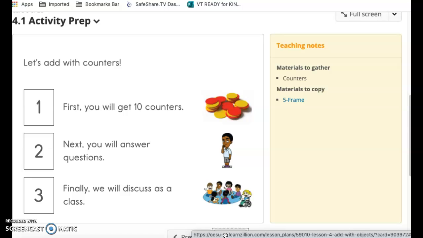So first thing you're going to do is it says let's add with counters. So to get ready, you need to get 10 counters. They can be pennies, coins of any kind. They can be small toys, whatever works best for you. Next, you will answer questions. And finally, we will discuss as a class.